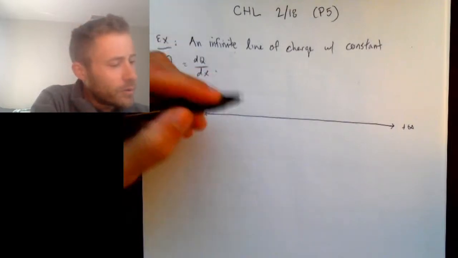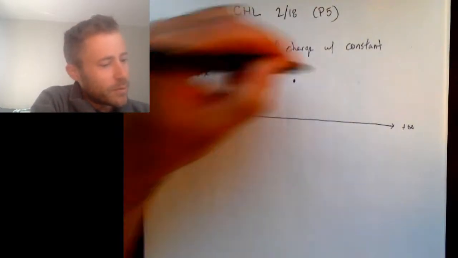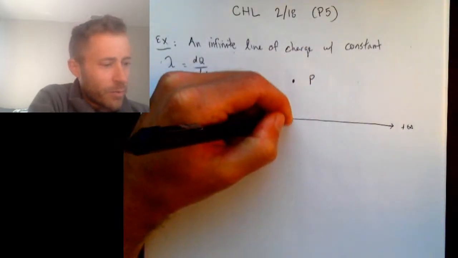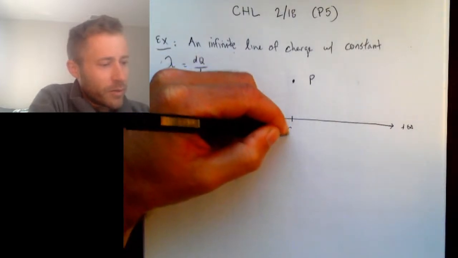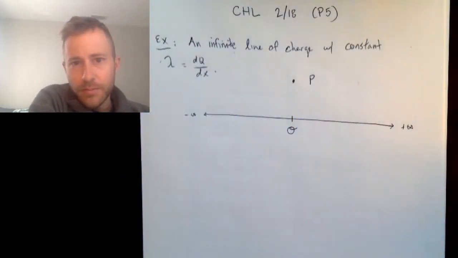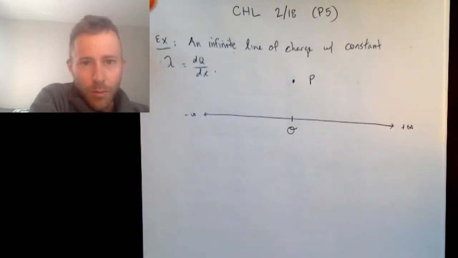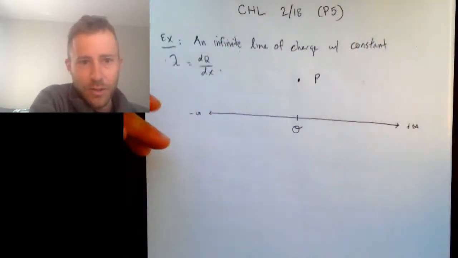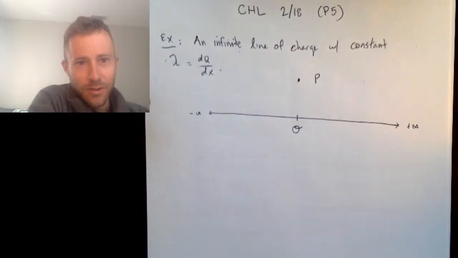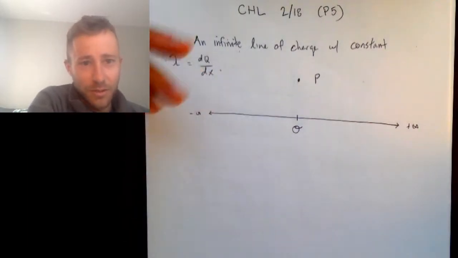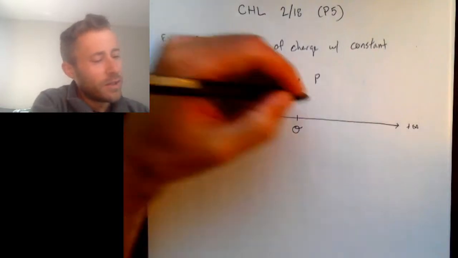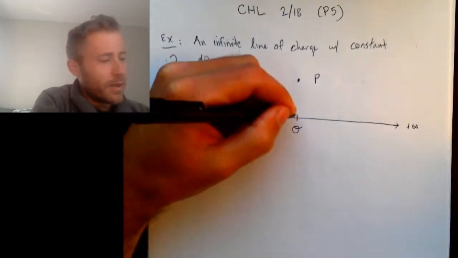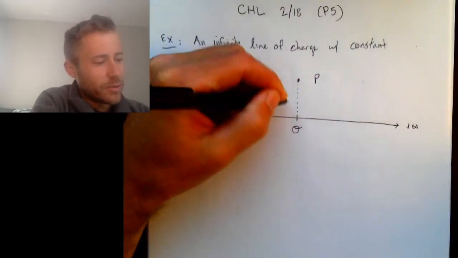And then there's a point P right here. Okay. And we might as well put this point P directly above the origin. Why would we put it directly above the origin? It's not going to matter where we put it because it's an infinite line of charge, right? So you're kind of like always in the middle of an infinite line of charge because it goes on to infinity in both ways. So I will put it directly above x equals 0. And its distance above x equals 0 is y.